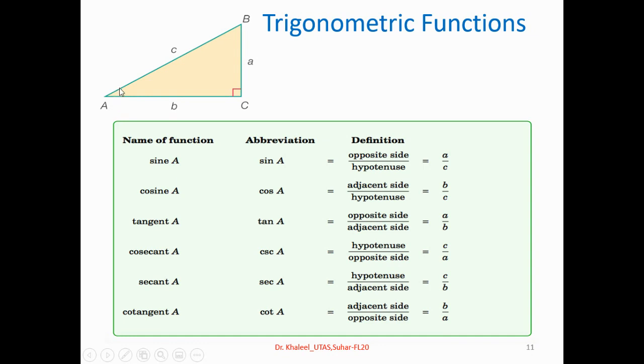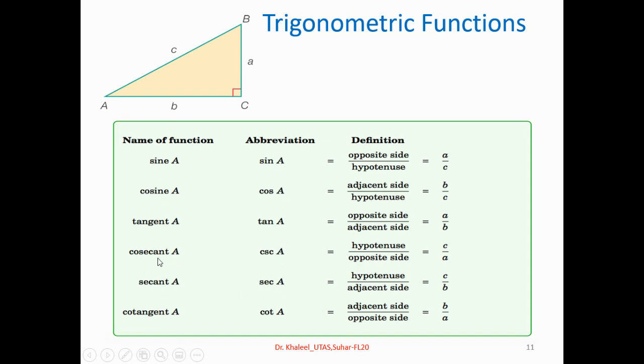Then it is a right angle triangle here, and we are finding the sine of A. So this is the angle we find, because A is an angle here, so sine A. That is the name of the function. There are six trigonometric functions: sine, cosine, tangent, cosecant, secant, cotangent. These functions can be written in a short form like this.